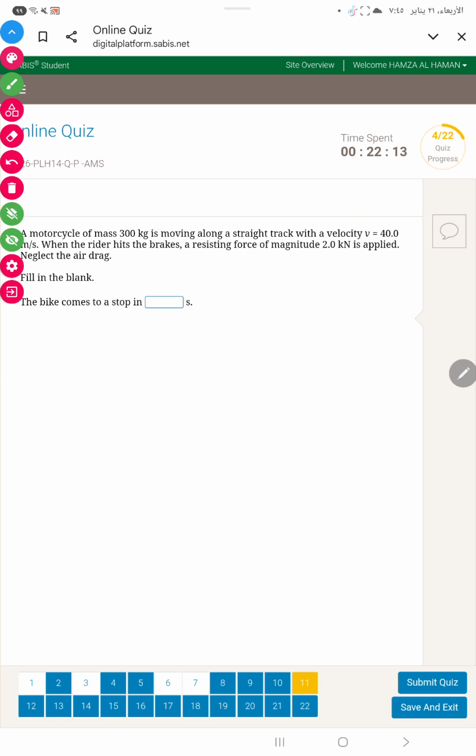We know that force is equal to mass times acceleration. Force equals ma. First step, I need to calculate acceleration. Acceleration is equal to v minus u over t. Since it stops, final velocity will be 0. Initial velocity is given to us as 40 meter per second. And the time, we don't have it. The bike comes to a stop in what time? So time we don't have it. So let's calculate acceleration from this formula.